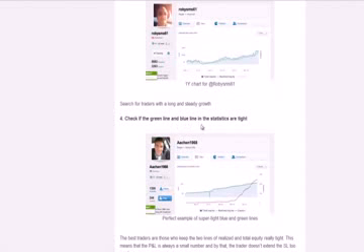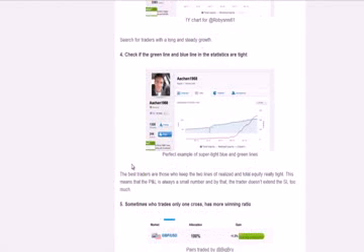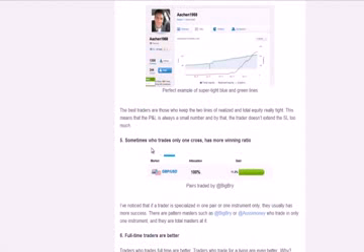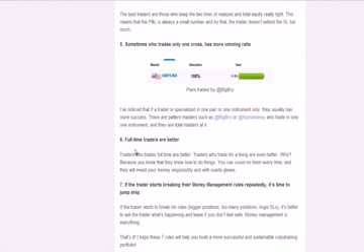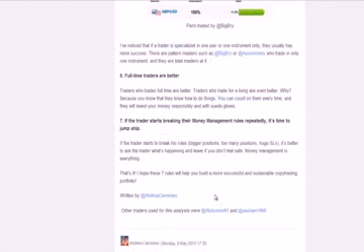Check if the green line and blue line in the statistics are tight. The best traders are those who keep the two lines of realized and total equity really tight. This means that the profits and losses are always a small number, and by that, the trader doesn't extend the stop loss too much. Sometimes traders who trade only one cross have more winning ratio. Full-time traders are better. If traders start breaking their money management rules repeatedly, it's time to jump ship.